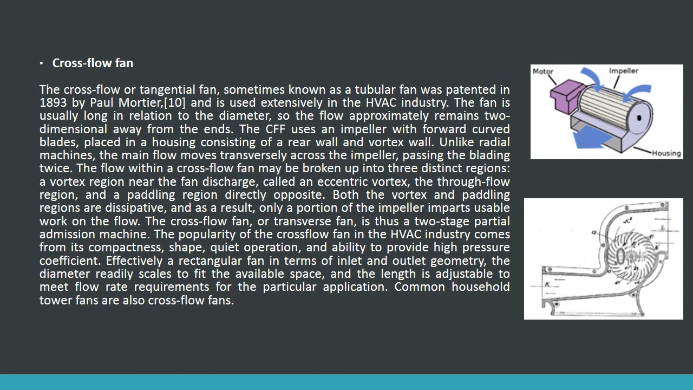The cross-flow fan uses an impeller with forward curved blades placed in a housing consisting of a rear wall and vortex wall. Unlike radial machines, the main flow moves transversely across the impeller, passing the blades twice. So you can see and understand how the air movement is occurring in the cross-flow fans.